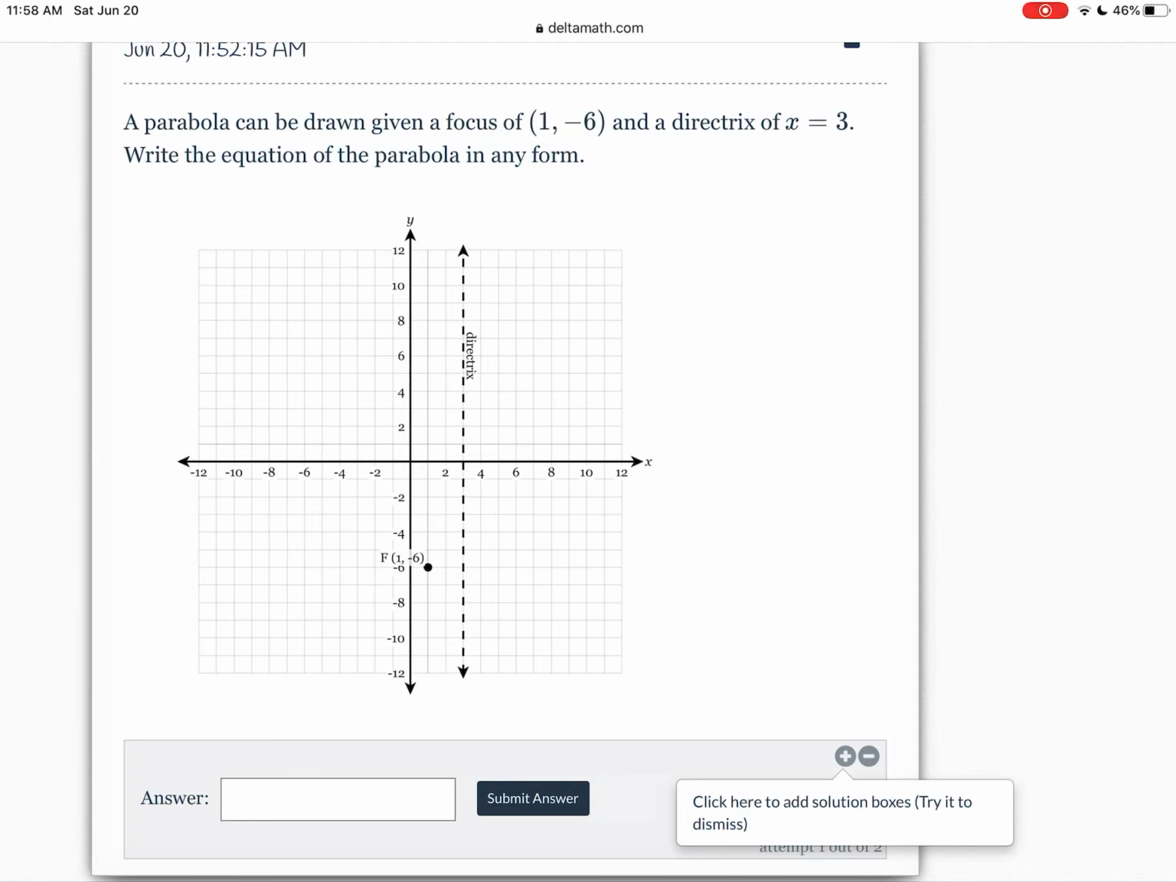Okay, to isolate x, I'm going to add 2x to both sides. And that's going to give me a minus 4x on the right-hand side. But I also want to subtract 9 from both sides. And that's going to give me y squared plus 12y plus 28 equals negative 4x.